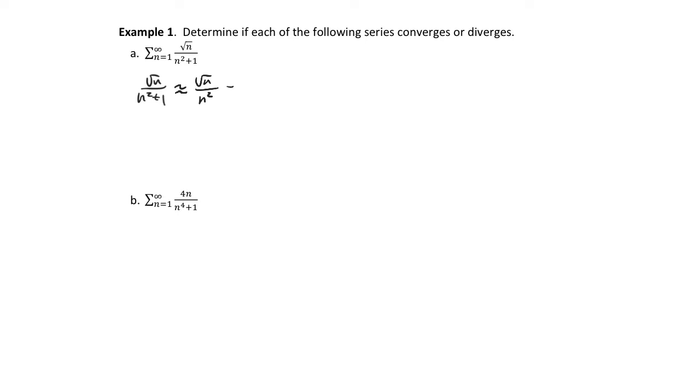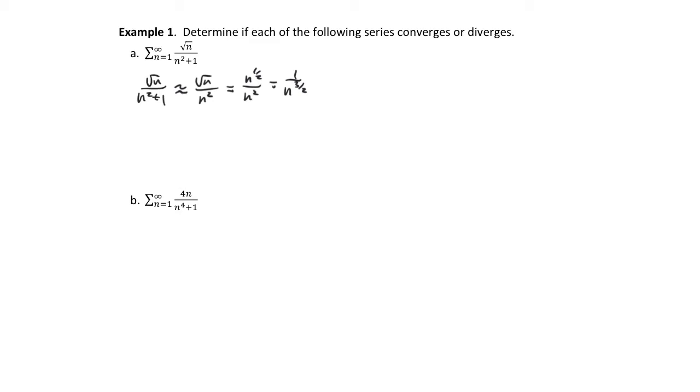Now this is n to the 1/2 divided by n squared, and when I subtract 2 minus 1/2, I end up with 1 over n to the 3/2. So I'm going to compare my series to that series, 1 over n to the 3/2. Now I'm going to make some observations. I should also note that the terms are positive. All of the series that we're dealing with have positive terms, so we don't really need to worry about that too much.